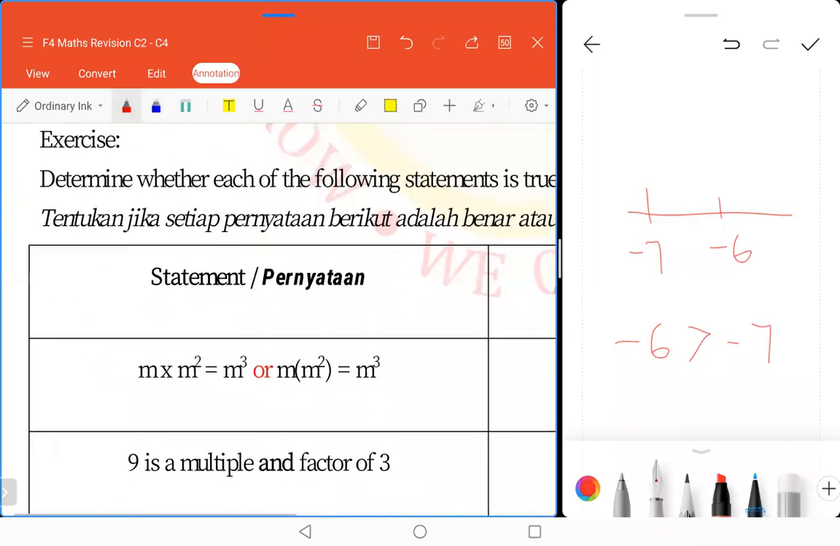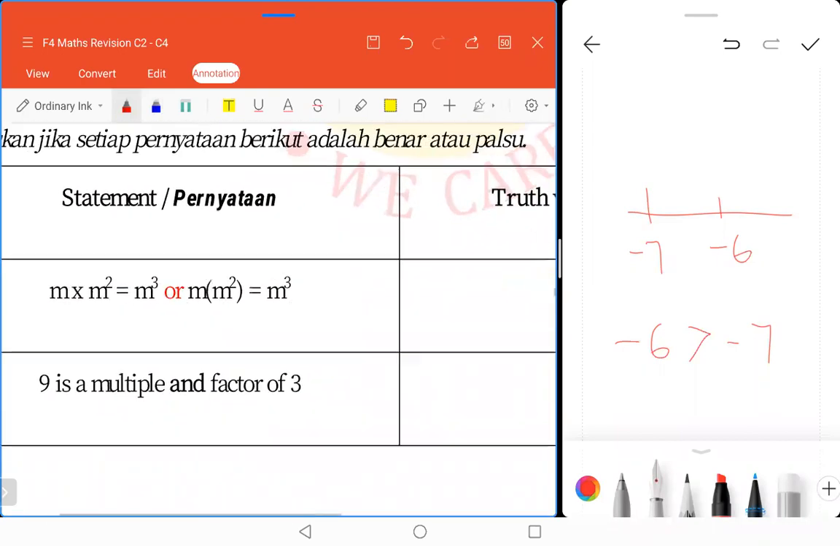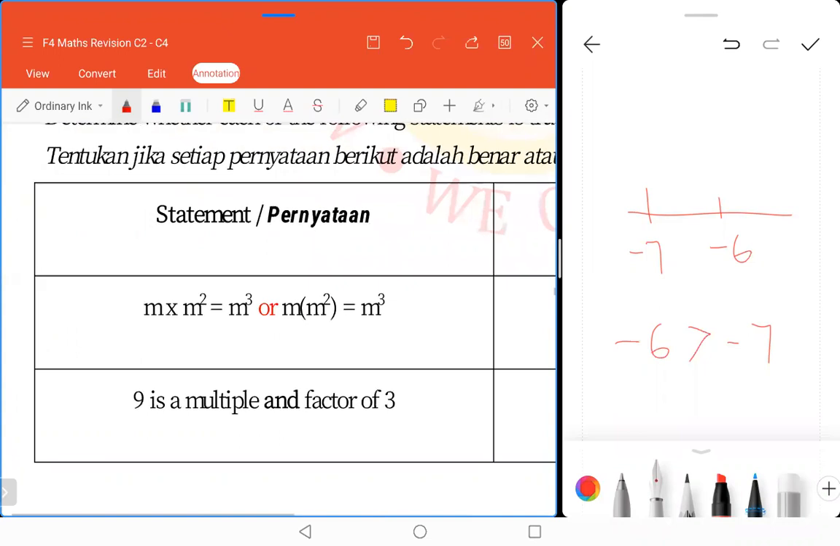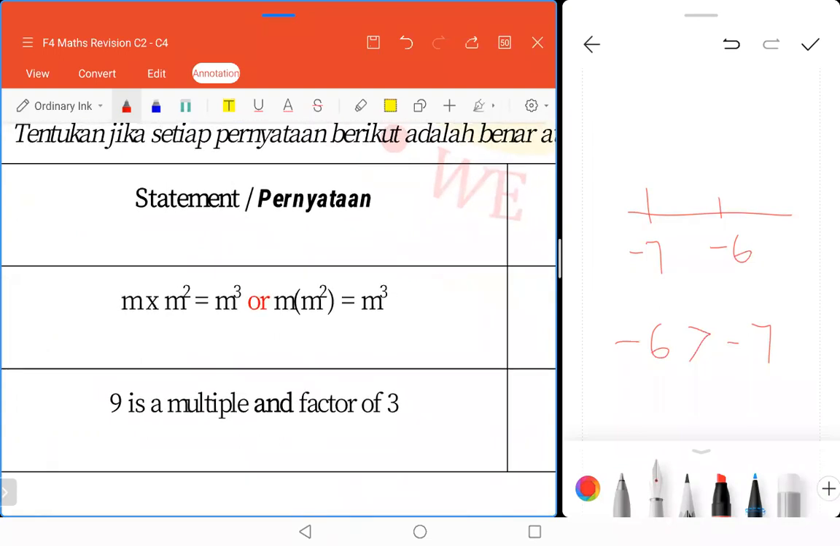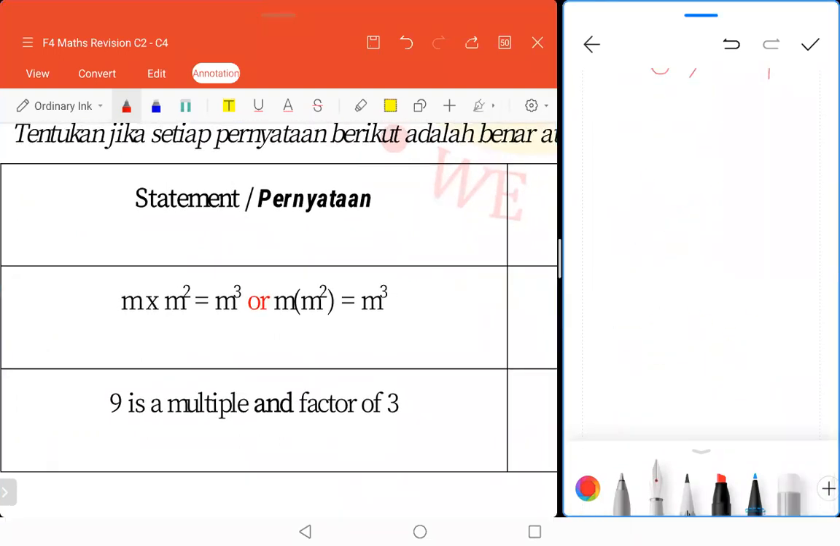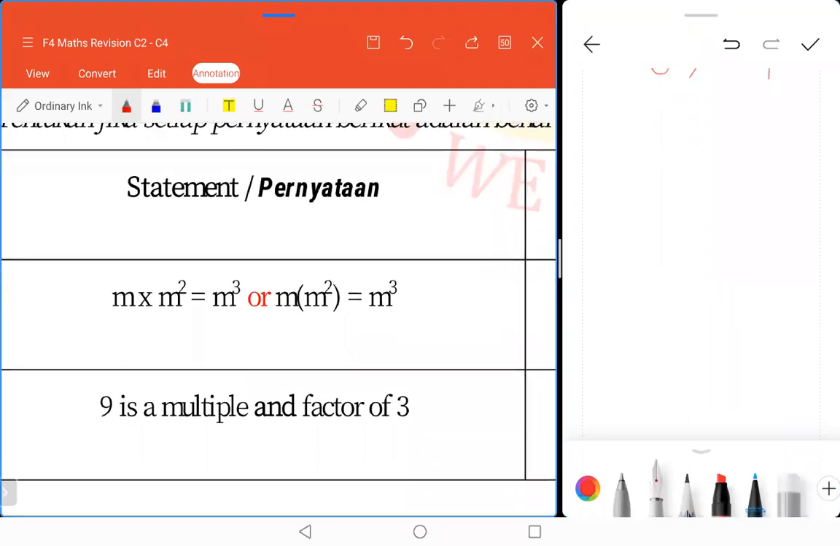Okay, let's look at the example here. Number one, m times m squared equals m cubed. This part, correct or incorrect? Yes or no? Just a simple one. Yes or no?